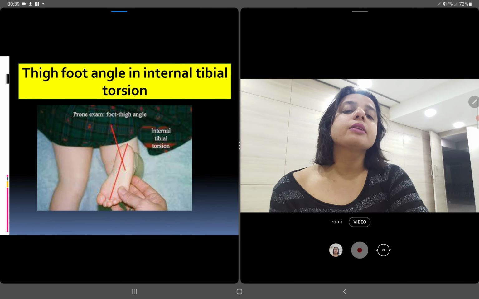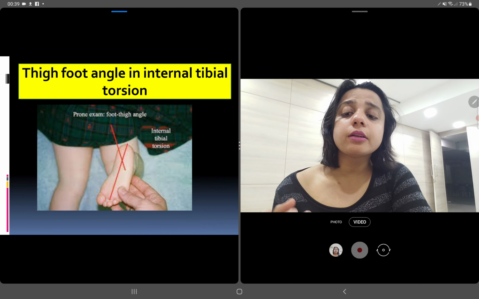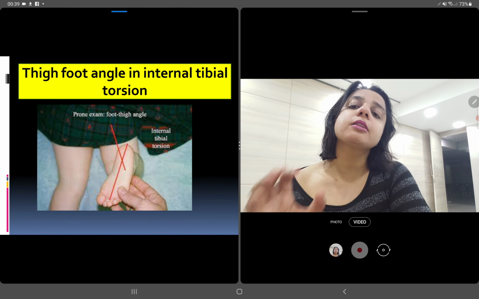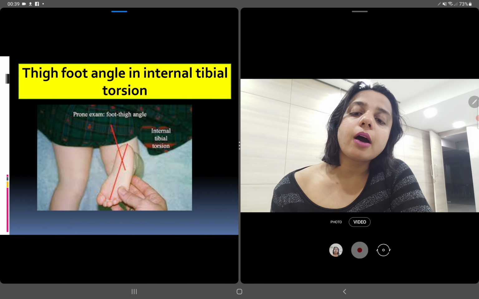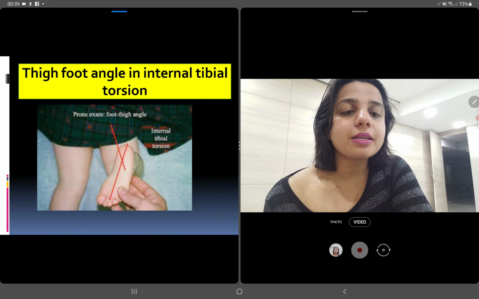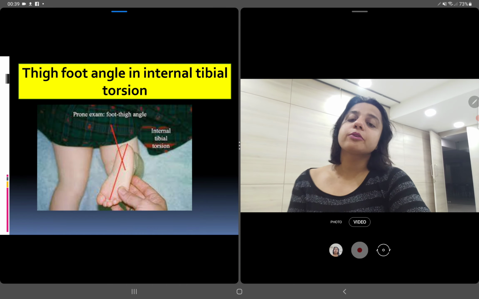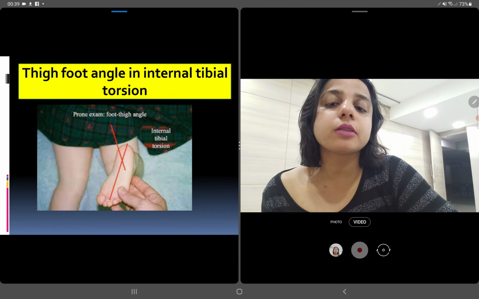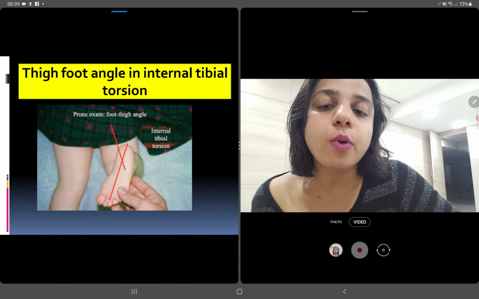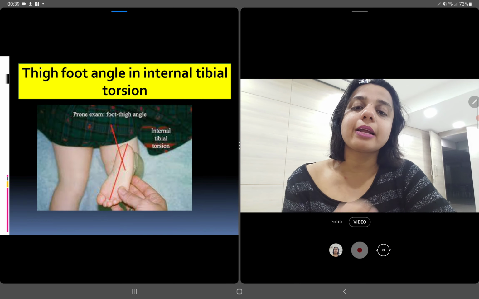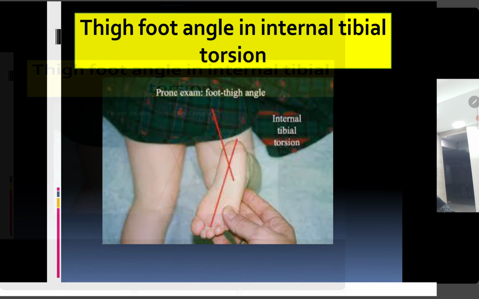Now, if there is no problem in the femur, you have to rule out whether the problem is in the tibia or in the foot. I have told you earlier how you will see if there is an abnormality in the foot. You can check it by drawing a line from the center of the heel. It should point towards the second or third metatarsal. If it is pointing laterally, it means there is forefoot adduction, and you have to rule out metatarsus adductus and CTEV by looking for equinus deformity.